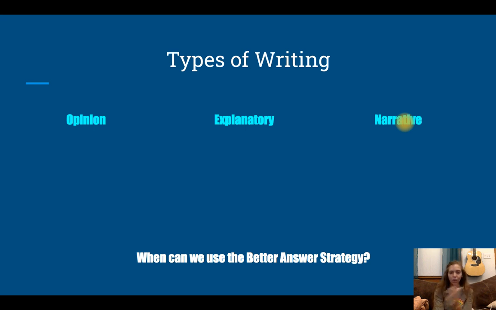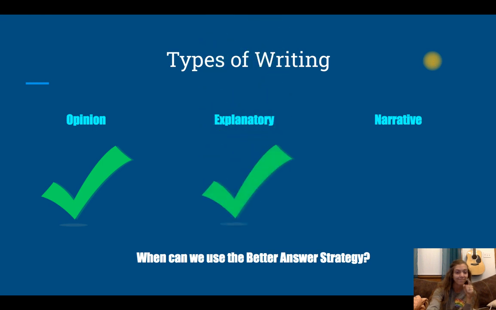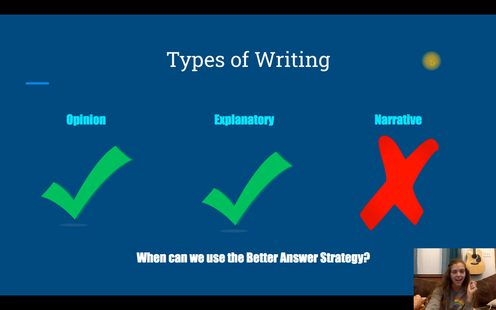All right, so the strategy that we use at Hazel Park is called the better answer strategy. When can we use the better answer strategy? With which type of writing? Think in your head right now. Which type of writing or types of writing can we use the better answer strategy for? We can use it for opinion writing. We can use it for explanatory writing. We cannot use it for narrative writing. So we will be using better answer strategy today.